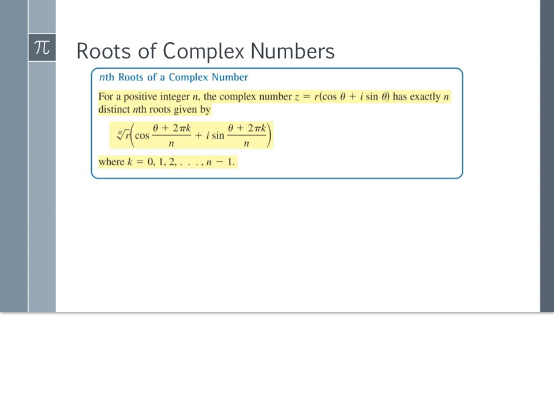Alright, so here are some more formulas that we need to know in order to find the nth roots. So specifically, when we have a positive integer for n and a complex number z is equal to r cosine theta plus i sine theta, it has exactly n distinct nth roots given by this formula. The nth root of r times cosine theta plus 2 pi k over n plus i sine theta plus 2 pi k over n, where k is specifically the roots that we're looking for, starting at 0 going to n minus 1.